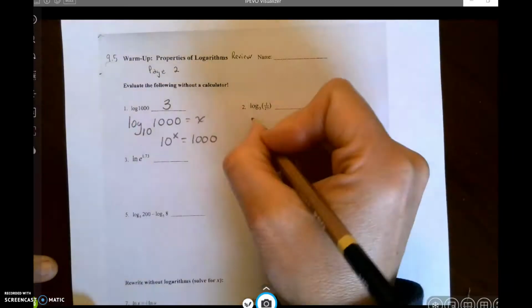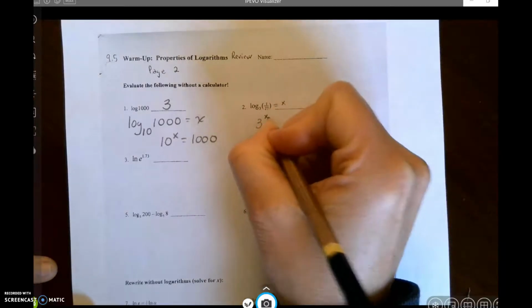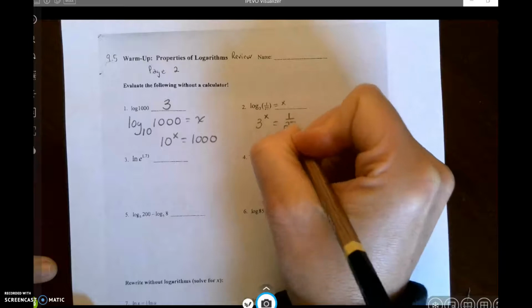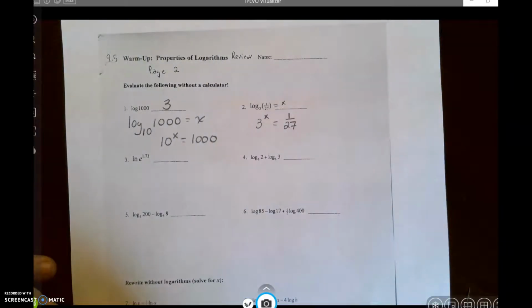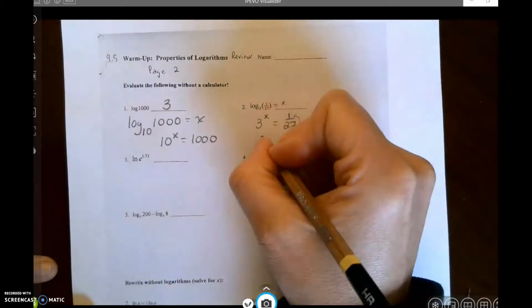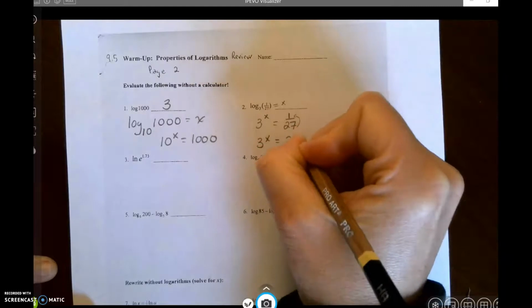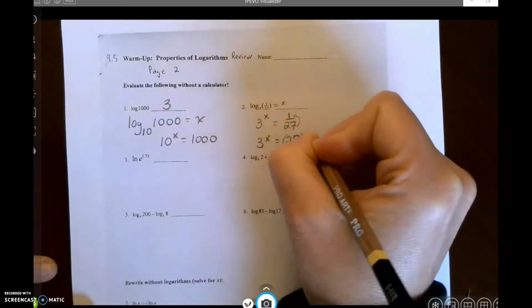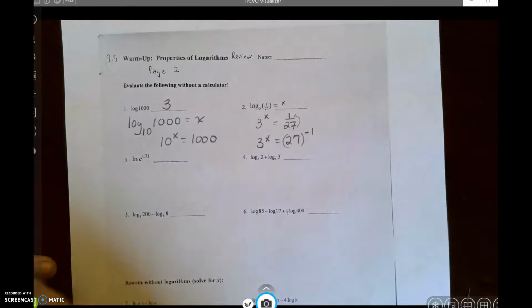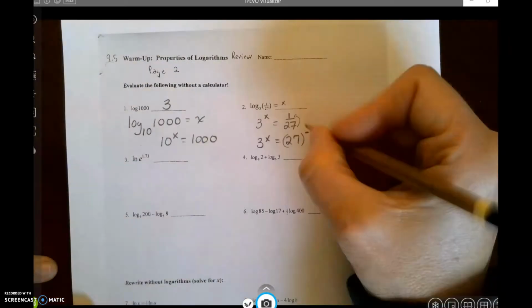So this next one equals x, so 3 to the x equals 1/27. I really don't like that 27 being in the denominator, so if I bring it up to the numerator, I get 3 to the x equals 27 to the negative first. If you cross the line, it changes the sign of the exponent.